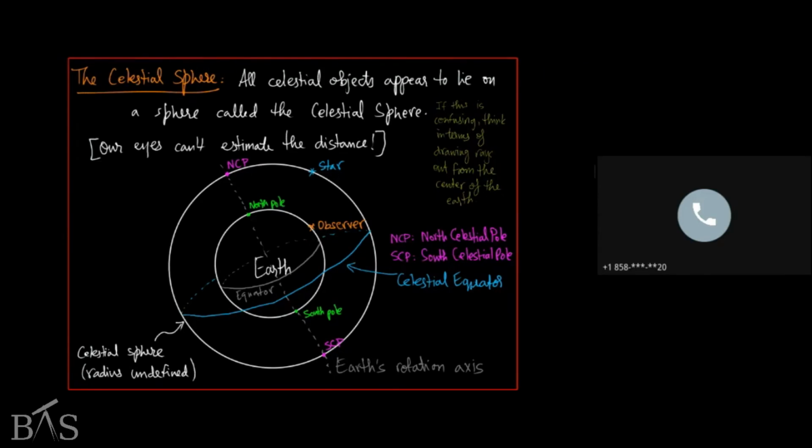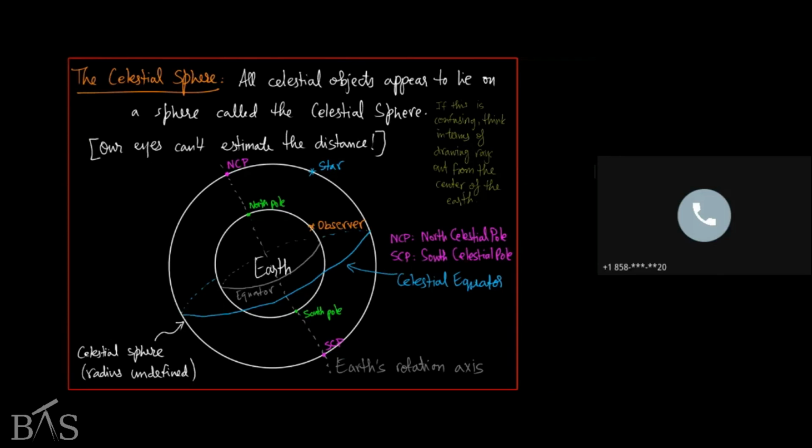So because of this, we imagine that all the stars are fixed on a sphere that we call the celestial sphere. One way to think about it is to imagine another sphere, a big sphere of large or really undefined radius, surrounding the Earth, and the stars are sitting on that sphere. Now the important points on the Earth are the North Pole, South Pole, and the equator, right? If we ignore things like the Tropic of Cancer and so on.